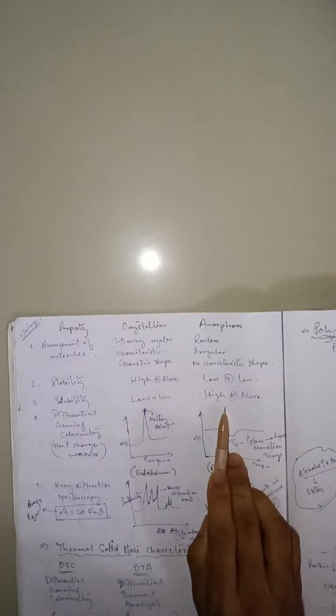Again, solubility and stability. Since crystalline is more stable, it will have less solubility. But why is it more stable? Because of the regular or systematic arrangement of the particles. Due to this regular arrangement, crystalline structures are always more stable, whereas amorphous structures are less stable. Since crystalline is more stable, it will have less solubility, whereas since amorphous is less stable, it will have more solubility.